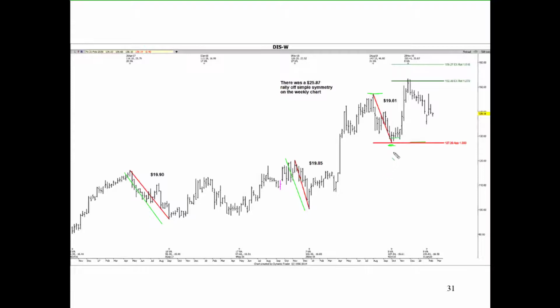The risk reward on these trade setups is pretty healthy. So it held, and we met target number 1, and then again failed, rolled over, and died after that. But you did see an initial rally of, looks like, 25 bucks. And that was Disney on a weekly chart.